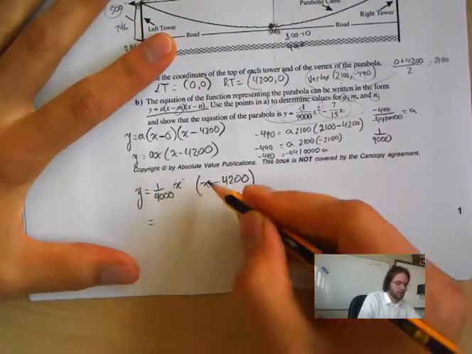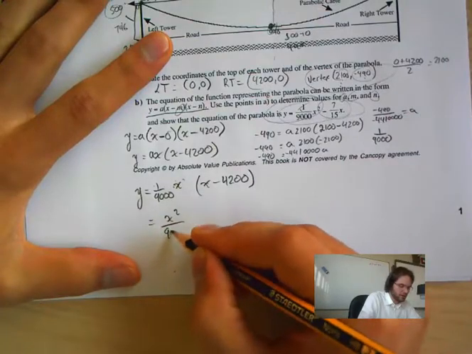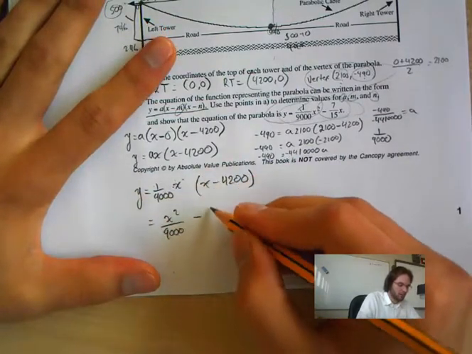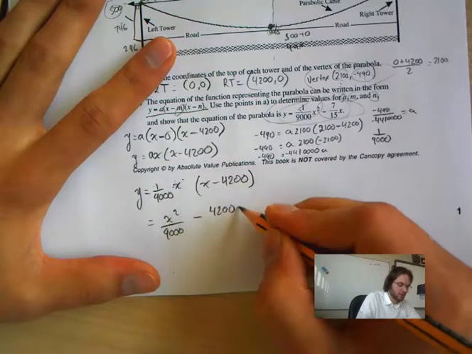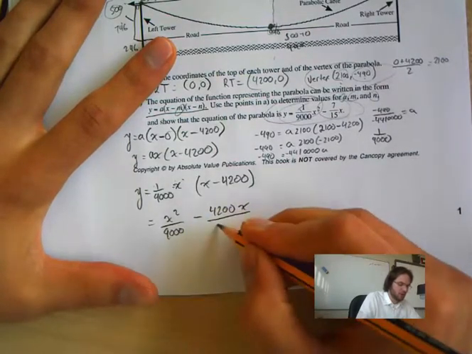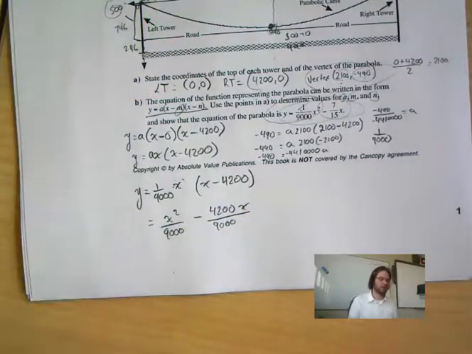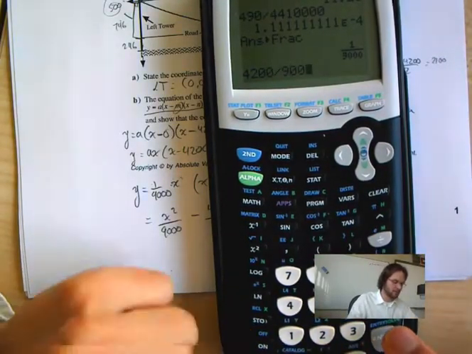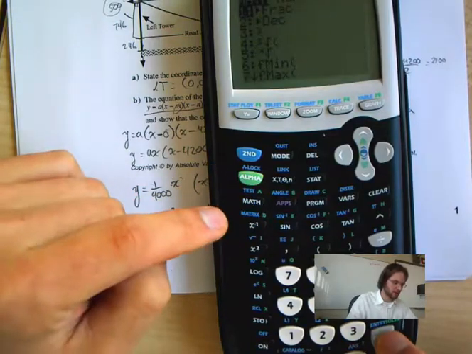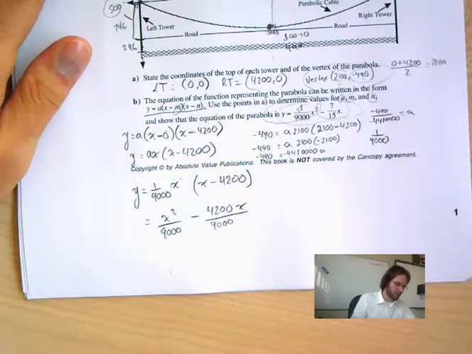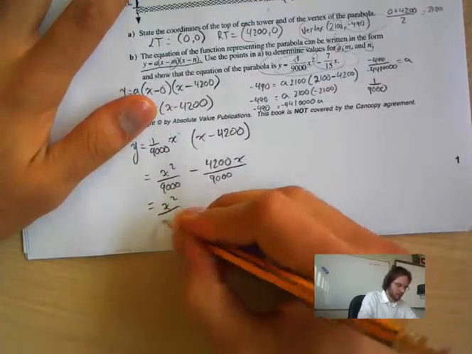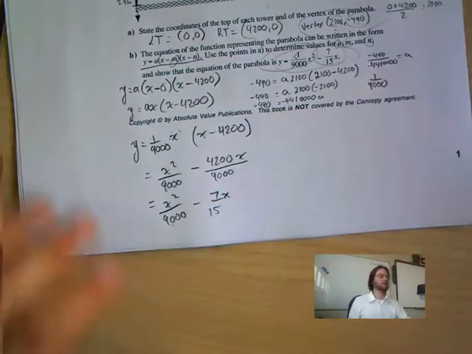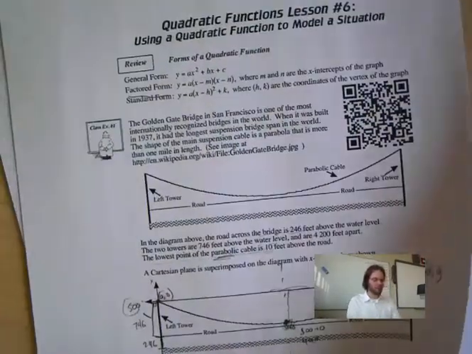So x times that, x times x is x squared over 9,000. And then I have to go minus this multiplied by that, which is going to give me 4200x all over 9,000. I'm pretty sure that can be simplified, so I check that out. Let's see, 4200 divided by 9,000 gives me the fraction 7 over 15. So we get x squared all over 9,000 minus 7 over 15x. So we get the exact same answers they had. And there we go. Okay.